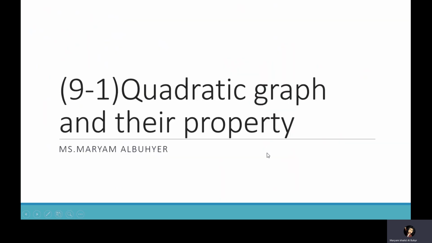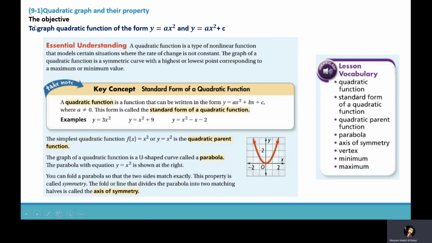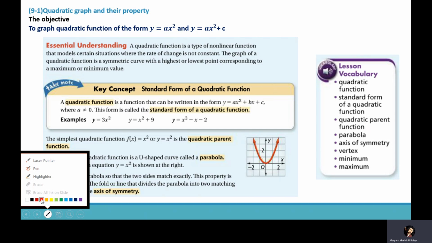So this lesson will be about the objective: graph quadratic functions. We need to graph the quadratic function of the form y equals ax squared, or y equals ax squared plus c. Let's get started and discuss the quadratic functions first.